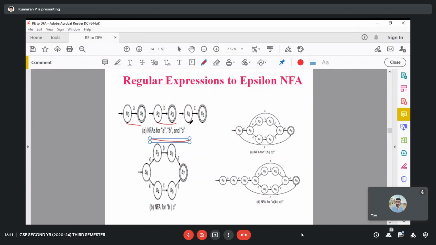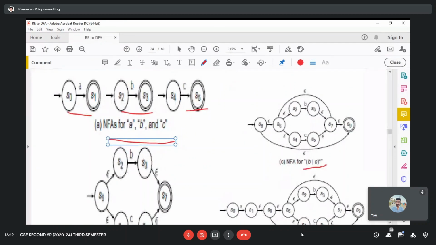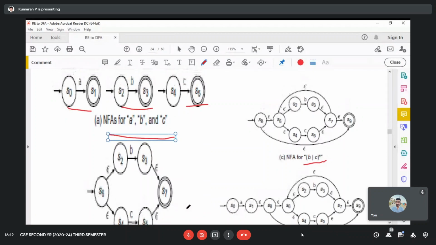Single A, single B, single C, fine. Now you can think about this (B or C) whole star. First you have to think about how to draw B or C. From a state, if it is B, I will go here. If it is C, I will go here. After reading B, I will come to this state, and after reading C, I will come to this state. So this is the only portion for B or C.